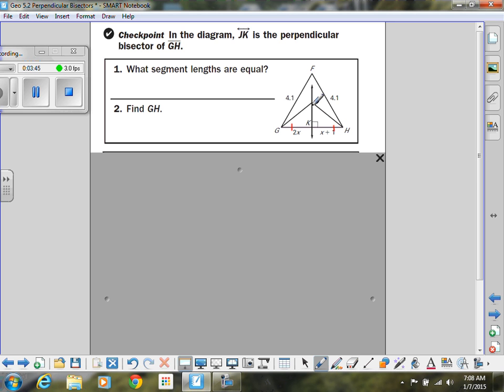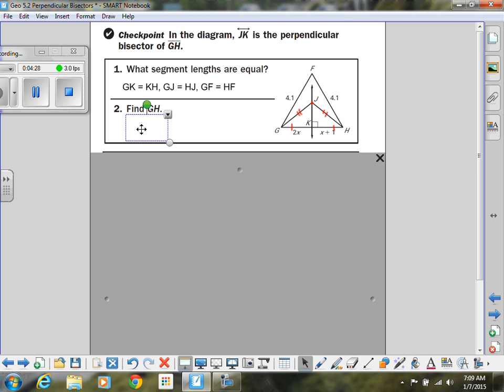All right, and then we also know from that perpendicular bisector theorem, since J is on the perpendicular bisector, we know GJ and JH will be congruent. Also, do you notice that GF and HF are both 4.1? So if I'm going to list which segment lengths are equal, I'm just going to say what we just said. GK and KH are congruent, GJ and HJ are congruent, and GF and HF are equal to each other. So they want us to find GH. GH is this whole length.